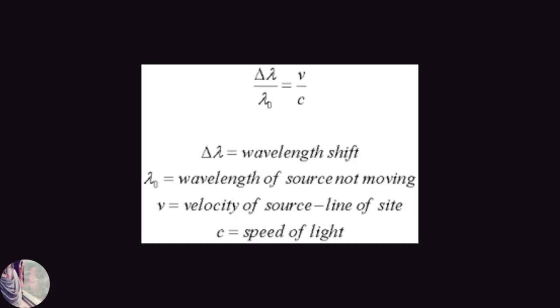We can use the Doppler shift formula to calculate the change in observed wavelength, and the formula is given by delta lambda divided by lambda naught is equal to v by c. Here delta lambda represents the wavelength shift that we want to calculate. Lambda naught represents the wavelength of the emitted light. v is the velocity of the source, either moving towards us or away from us. And c is the speed of light.